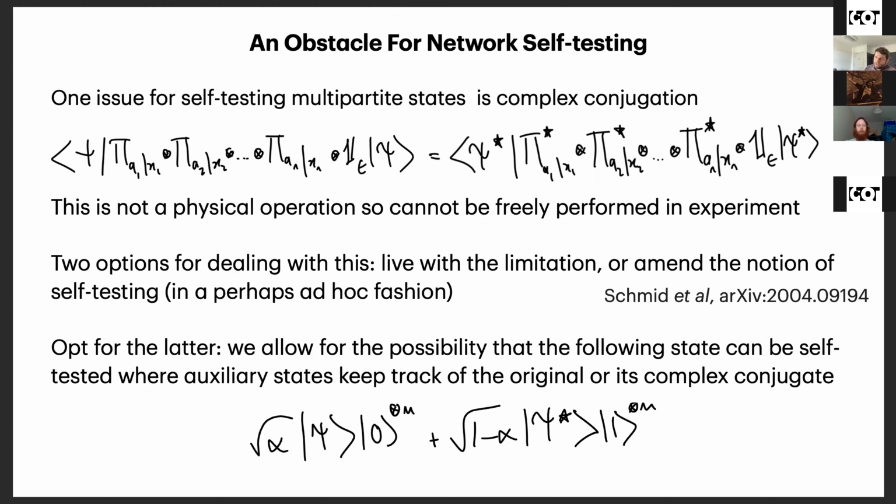Another option that some people have taken is to amend the notion of self-testing. This might appear ad hoc, but it can be justified, I think. In line with what's in the literature, we opt for the latter, where we allow the possibility that the following state can be self-tested, where the auxiliary states keep track of the original or its complex conjugate. Imagine you've got your M subsystems, and for each subsystem, if the state is 0, that means it's the original state psi shared amongst all the parties. If it's the state 1 in all of the subsystems, the parties are sharing the complex conjugate of psi, and you're allowing for superpositions of this.